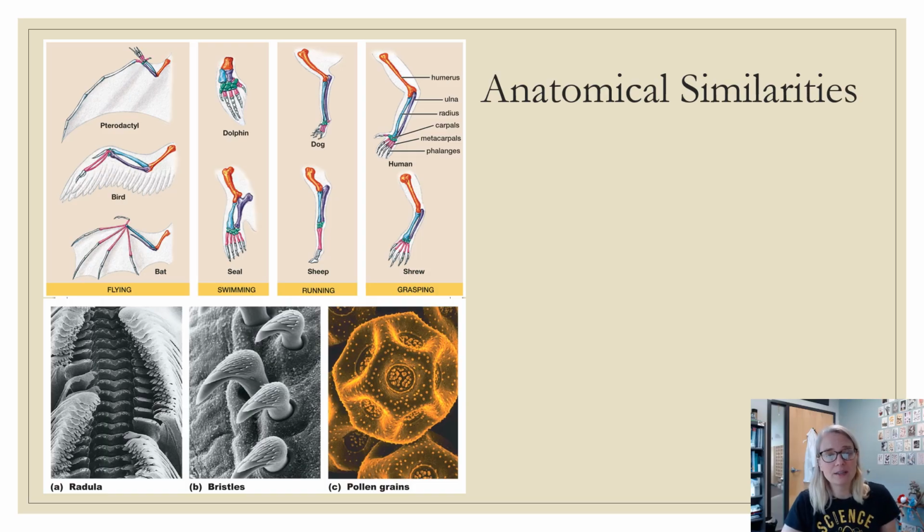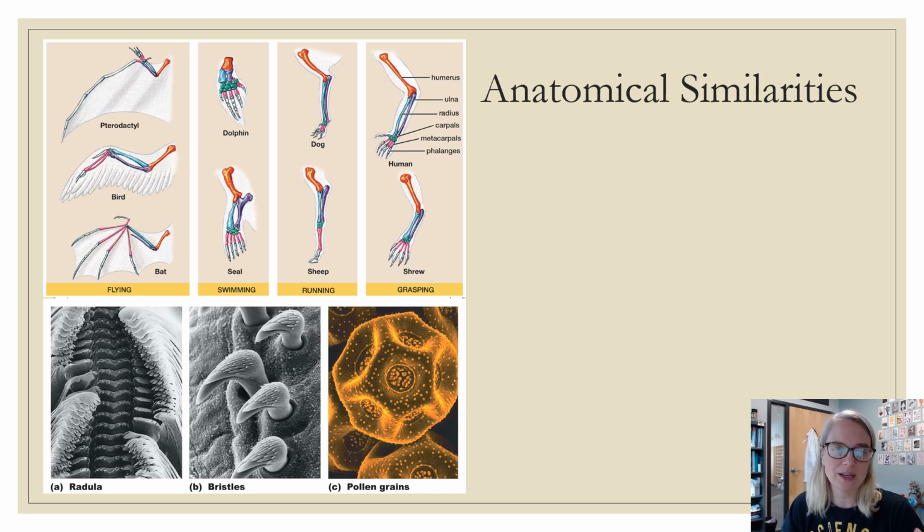We can look at similarities in anatomical structures. So here's a few examples of the forearm of various animals. We have flying organisms, swimming, running, and grasping. We are humans, so we fit into the grasping category. But if you take a look, they've color-coded the bones that are similar, these homologous structures, all the way back to pterodactyls, birds and bats, dolphins, seals, dogs, sheep, humans, and a shrew. We all have this arm bone called the humerus. We all have two forearm bones, which is the radius and the ulna. We all have common wrist-like bones, which we call carpals.